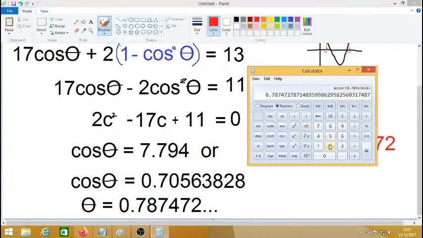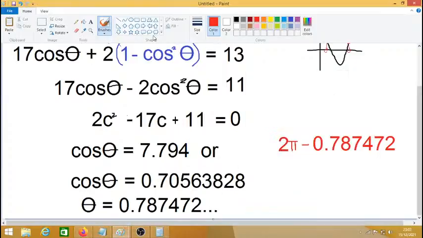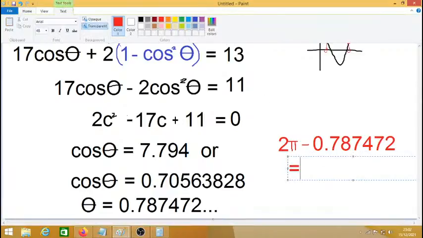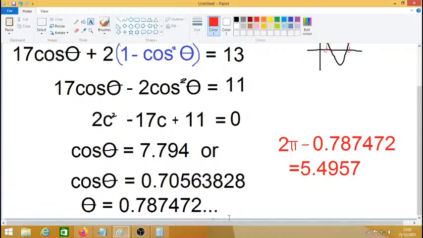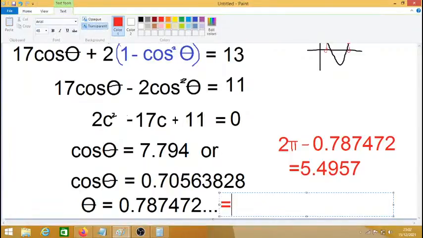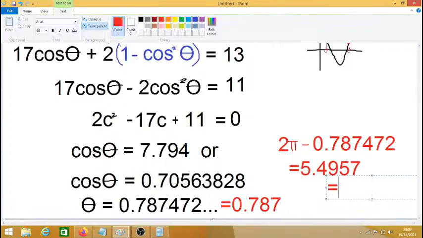So let's type in 2 times pi and then take away 0.787472. So you'll get a second answer of about 5.4957. And then you can round each answer to the appropriate rounding, normally 3 significant figures. So this one would become 0.787, and this one would become 5.49, would go to 5.50.